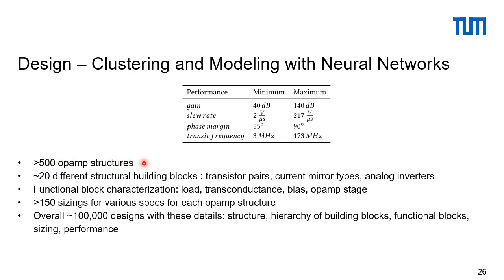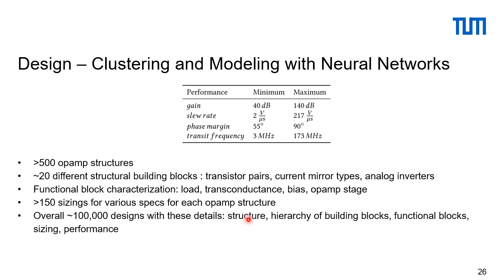These structures have been characterized specifically for 20 different structural building blocks: transistor pairs, various current mirror types, as we have seen before, and typical analog inverters. These are the structures at the end before the output, to amplify. And we have done the following functional blocks. So we have the load, the transconductance, the bias, and the op-amp stage. Now we have characterized all these things for not just the 500 op-amp structures, but for each op-amp structure, 150 different sizings for the various specs. So overall, we have more than 100,000 designs with all these details.